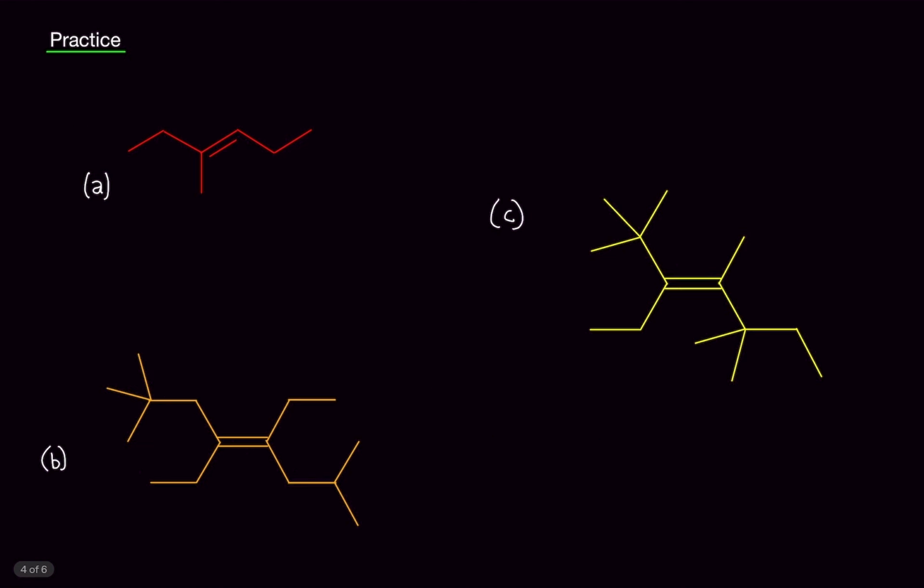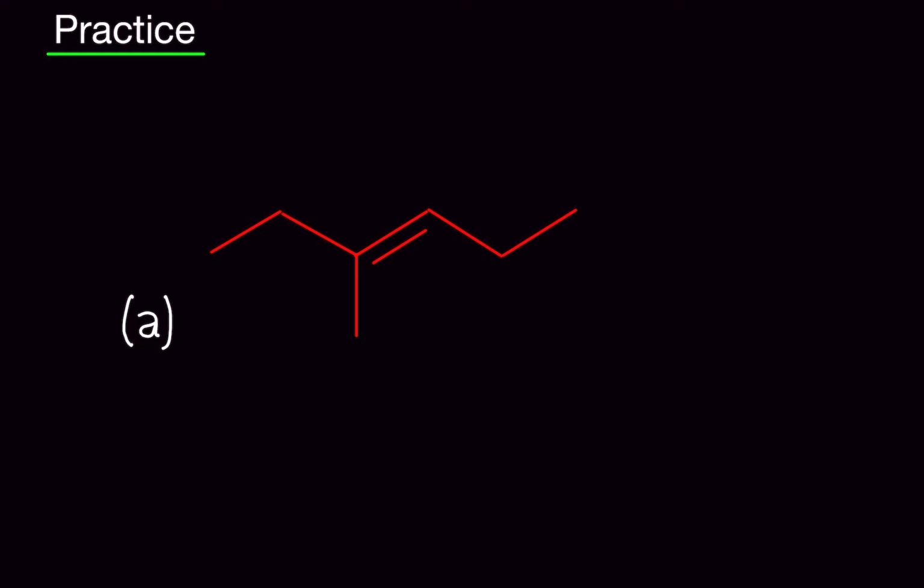All right, let's do some practice. What do we do here? First thing is to list the parent chain. So number it. It's going to go 1, 2, 3, 4, 5, 6.